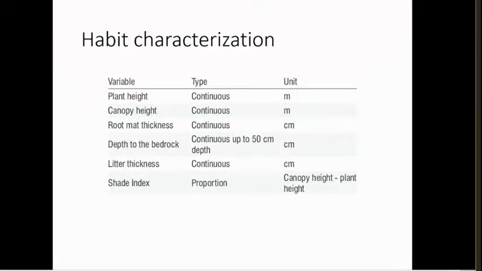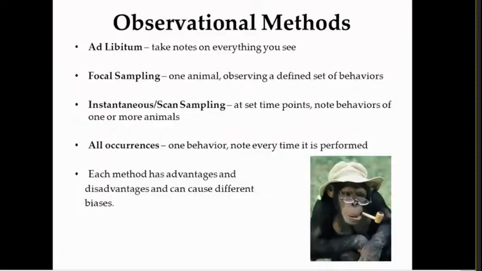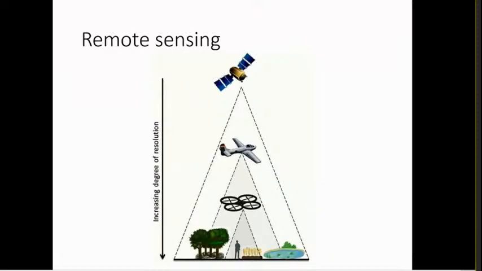Another thing is the observation method. What is the observation method? You can observe the image, height, color, and how many times it occurs. These are all observational methods. Another is remote sensing.